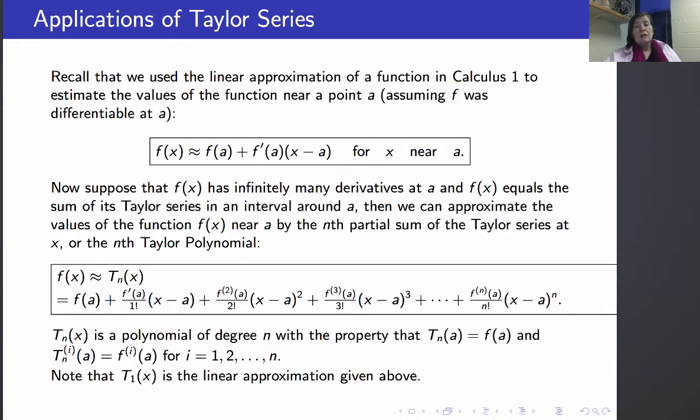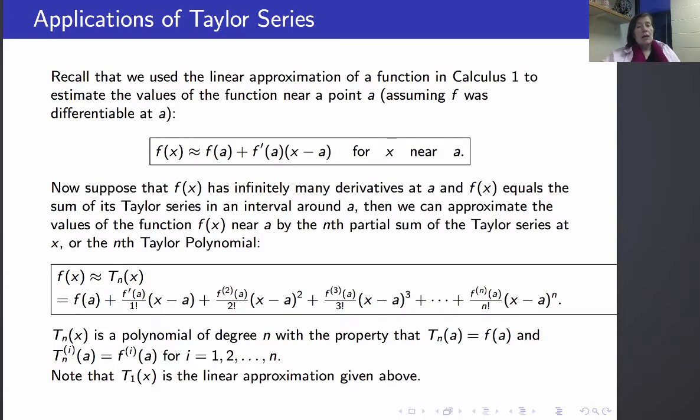If we have infinitely many derivatives at a, and suppose f(x) equals the sum of its Taylor series in some interval around a, then we know that the partial sums get closer and closer to the values of f(x) for x values near a. So we can get a good approximation to the values of f(x) by taking the nth partial sum of the Taylor series when x is near a.